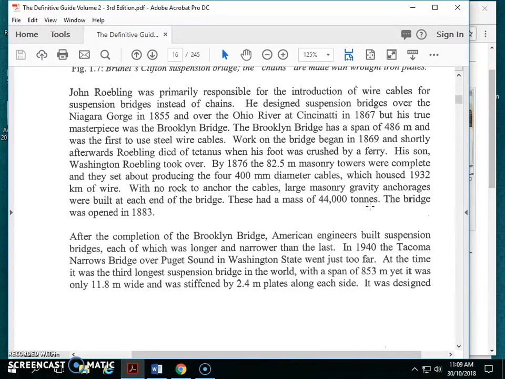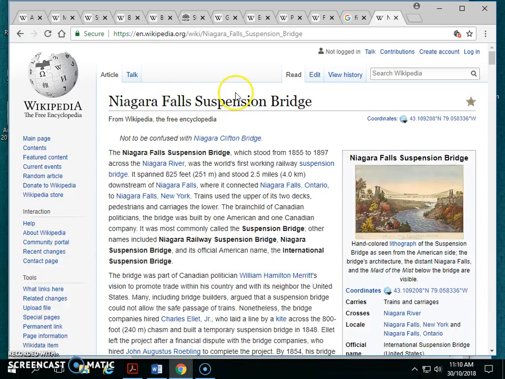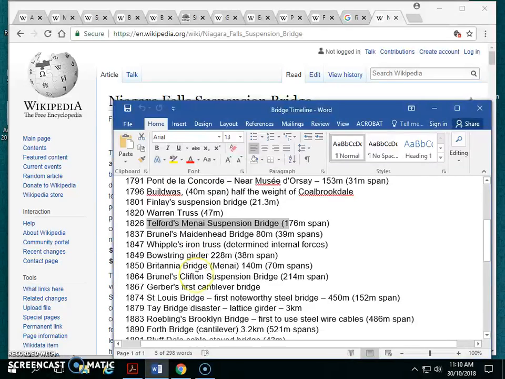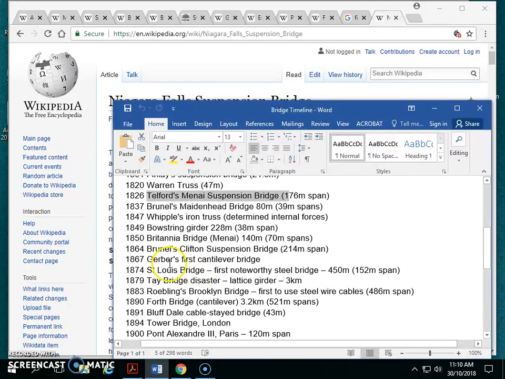Okay, Roebling was responsible for the introduction of wire cables for the suspension bridges. He designed bridges over the Niagara Gorge and the Ohio River. So I think we've looked at that one already. So the Niagara Falls Suspension Bridge. So we're always interested in the span. 251 was the span. And is it 1855?